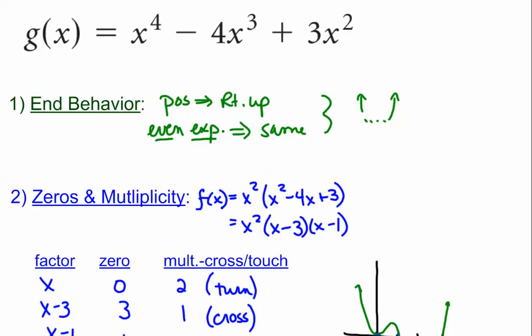Here we've got another example that we want to get a sketch of. In this one, we look at our leading term, and it's positive, so the right side's going to go up, and the exponent on it is an even number, so that means both sides are going up. If I want the zeros, I'm going to have to factor this. First thing you notice is that they all have at least an x squared, so factor that common factor out. Then we've got a nice quadratic that factors as x minus 3 and x minus 1.